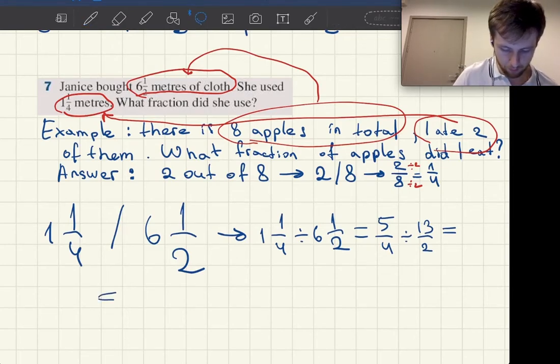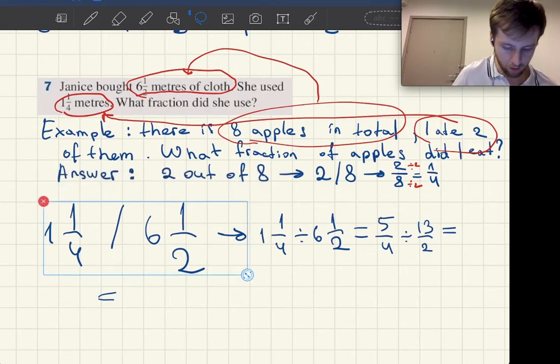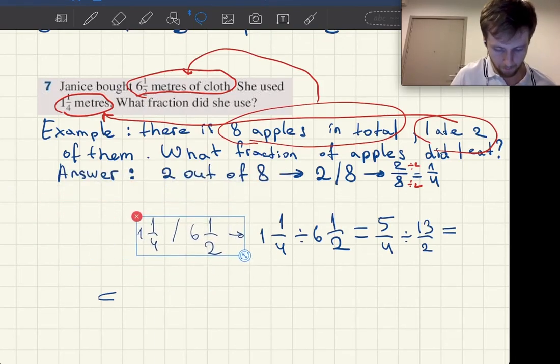I have to make this smaller, I think. Too big. Yeah, that's better.